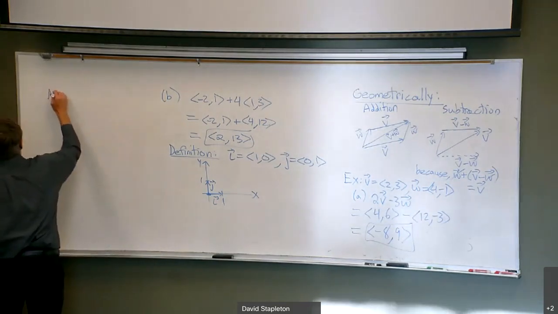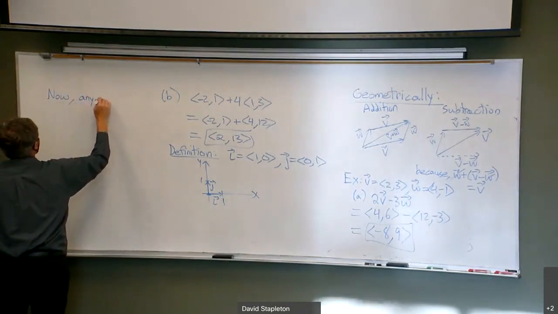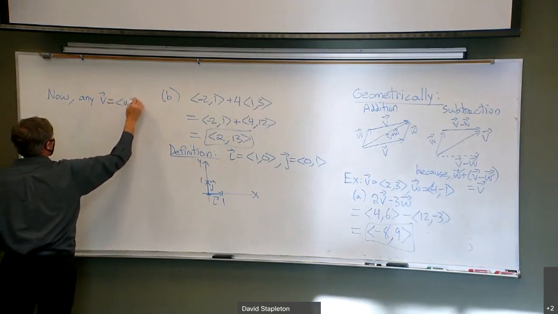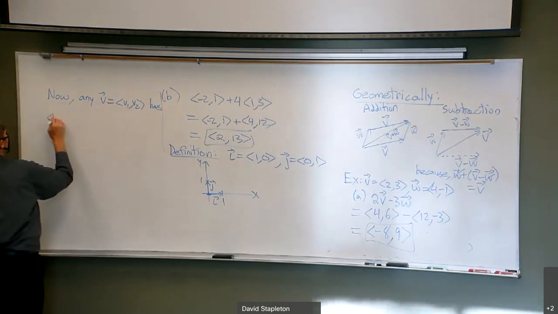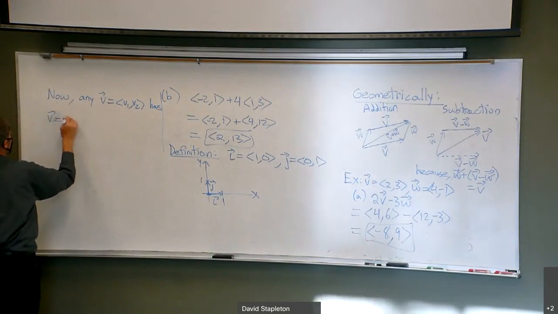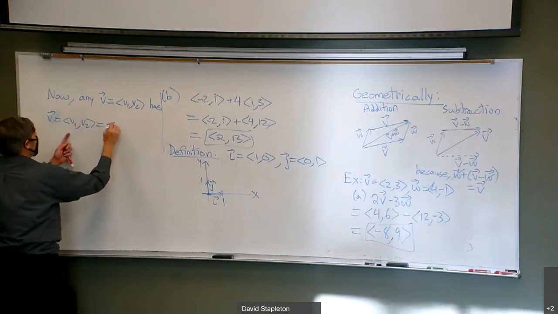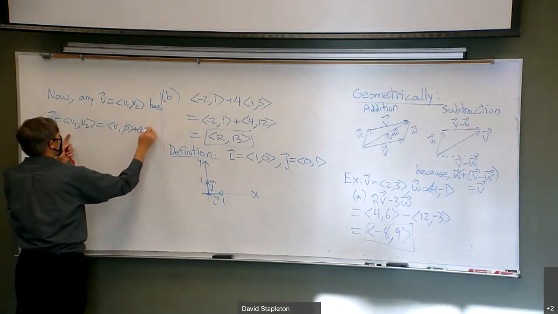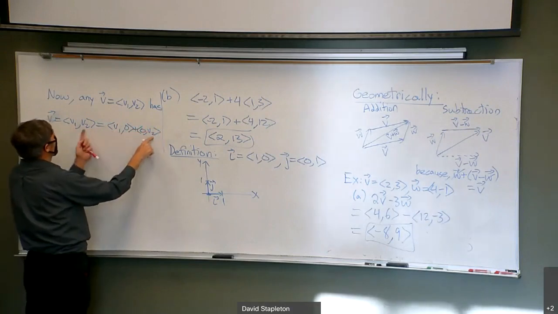Now, any vector v with components v1 and v2 has the following situation. Let's write v equal to v1, v2. We know by addition that this is equal to the vector v1, 0 plus 0, v2, right? Because you add component by component. This plus this is v1, this plus this is v2. Sure enough, that works.